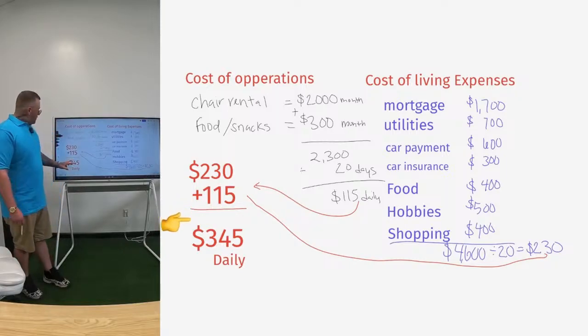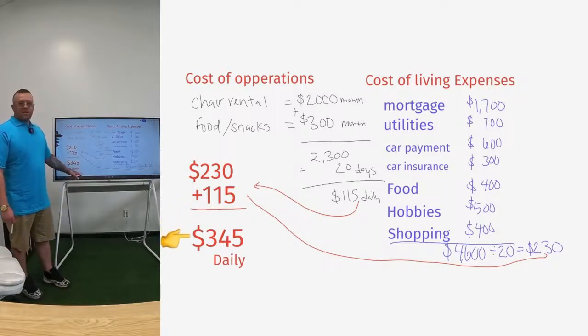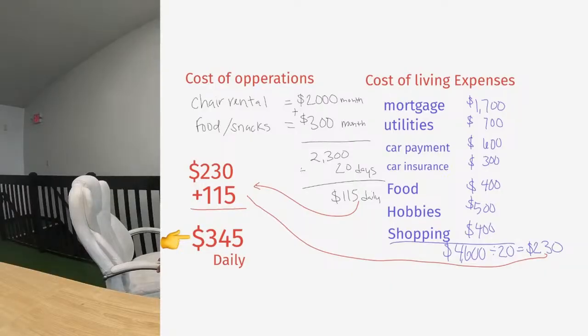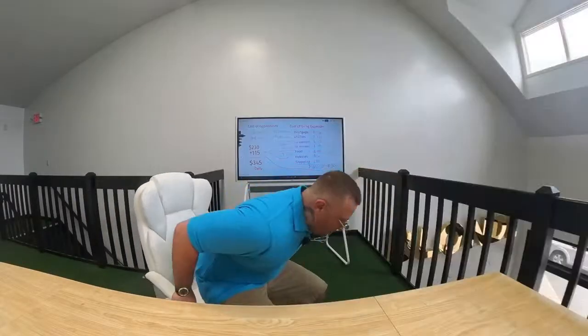So if you add the two up, $230 plus $115, I need to earn behind the chair $345 daily just to break even, just to pay my bills, no extra money. So please fill out your own, and we will get now to examples of what a day looks like, which you already have on your worksheet. So if you want to follow with that one, that's completely fine.